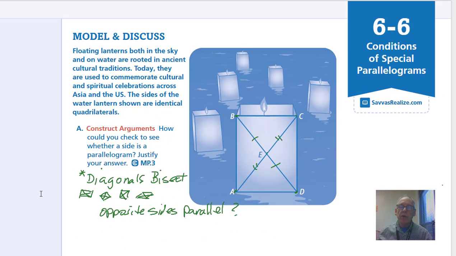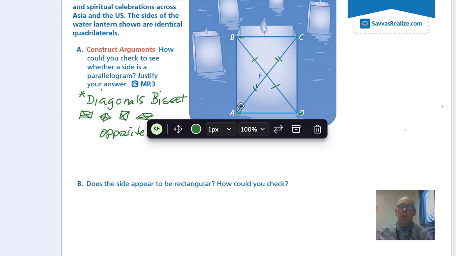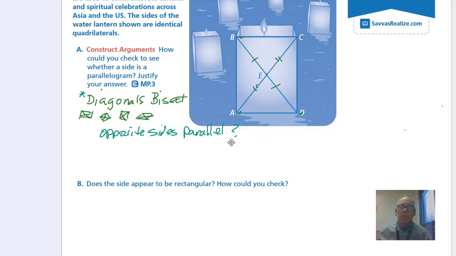Okay, let's look at B. Does the side appear to be rectangular? Well, it does. How could you check? Since rectangularity is what we're checking for, we're trying to see if there's really a right angle there without doing a measurement. In a rhombus, the diagonals are perpendicular bisectors of each other. But in a rectangle, the diagonals are congruent and bisectors of each other. So I would check to see if the diagonals were congruent.